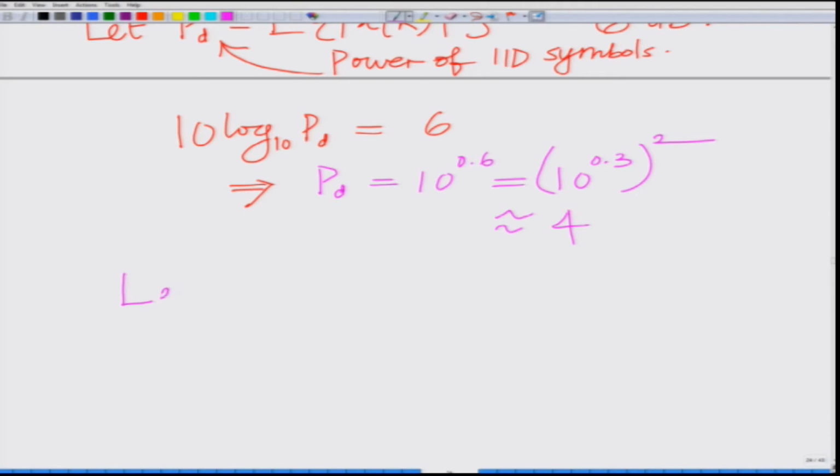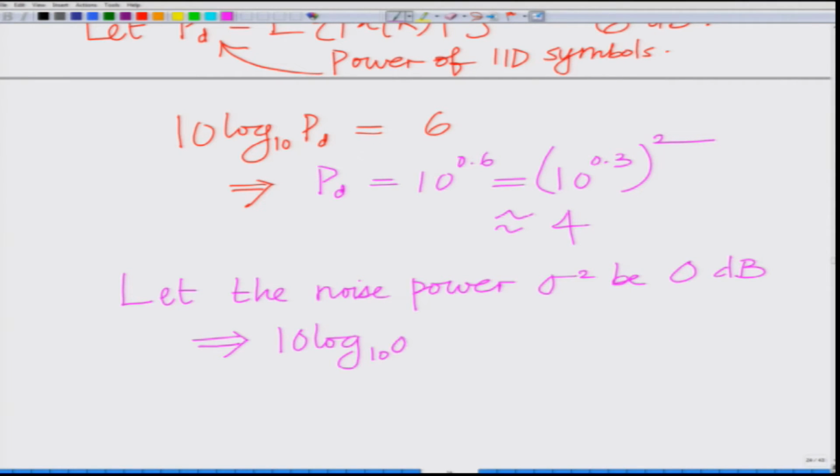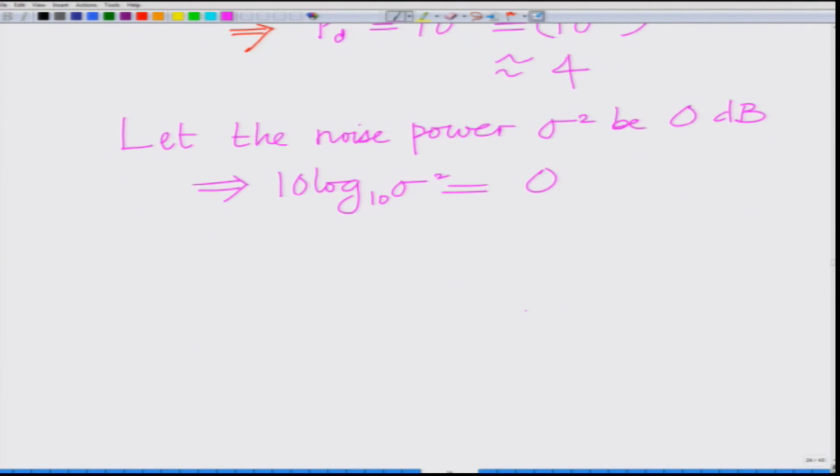Which implies that 10 log to the base 10 sigma square equals 0, which implies that sigma square equals 10 to the power of 0, which is equal to 1. Now, further consider a 3 tap equalizer.